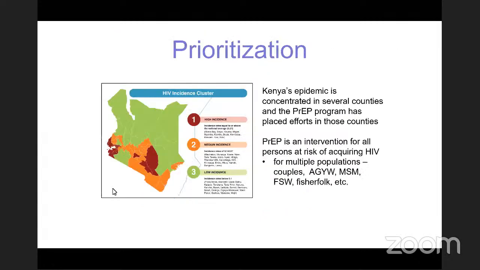We know that the Kenyan HIV epidemic is concentrated in several counties, especially those in Nyanza, and you can see them highlighted. There are high incidence, medium incidence, and low incidence counties. As you think about this, you are able to know which counties to focus on and which populations to focus on. For example, around Lake Victoria there is another population at increased risk of HIV, which is the fisher folk.